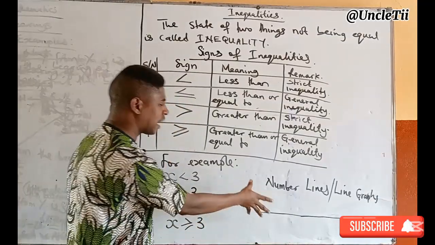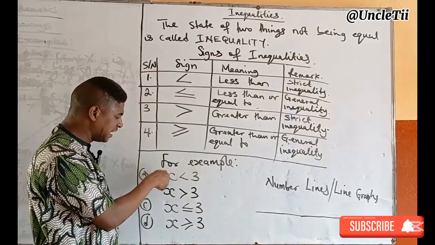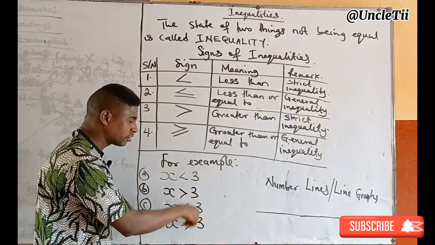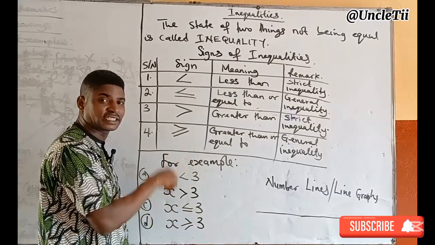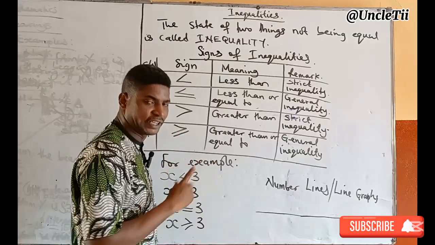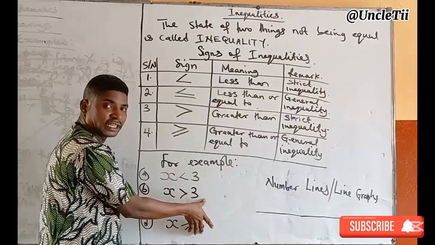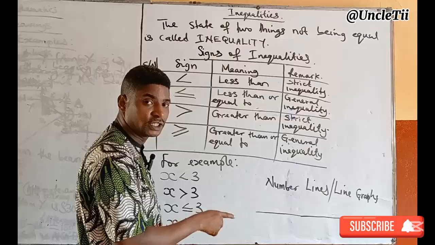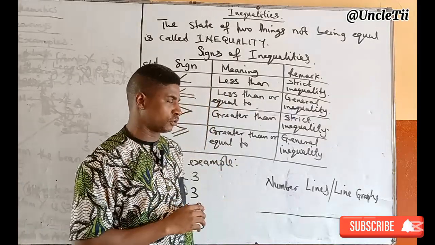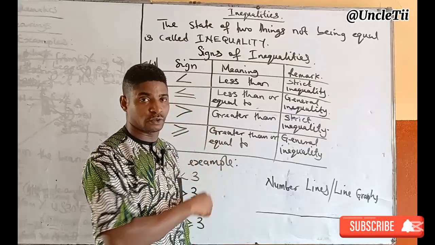Finally, before you can draw the number line, you must ensure that the entity, which is the letter, is on the left-hand side of the inequality and the constant value is on the right-hand side. If it is not so, you must rearrange. Ensure that the letter is on the left and the number is on the right before drawing your number line. You will see that in the few examples that we are going to take. I am very sure you now understand the concept of inequalities.